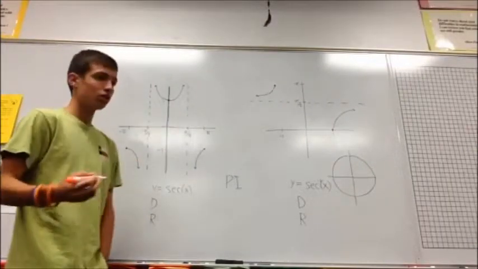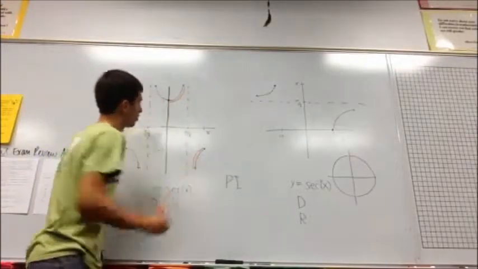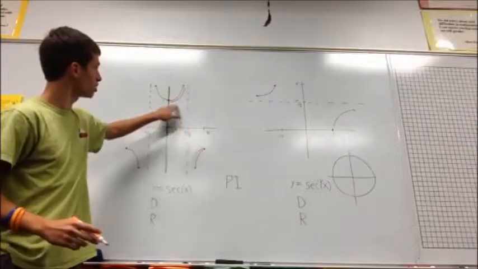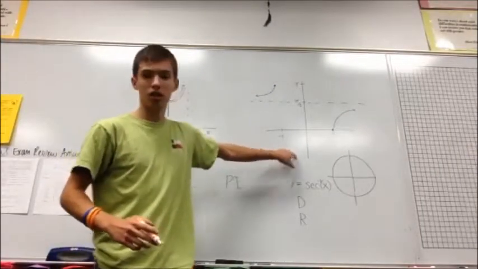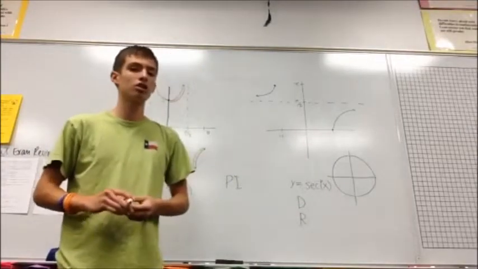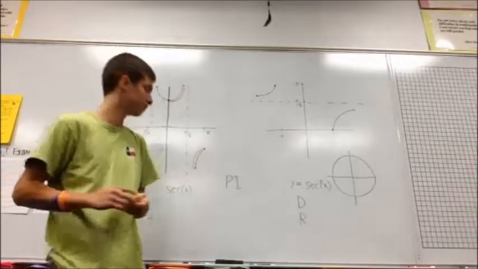Now, there is something called the PI, the principal interval, that you have to know that goes right there. And so the orange part is the PI. And when we change this over to an inverse secant problem, you're going to need to know that because it has to use the PI to be a one-to-one function.